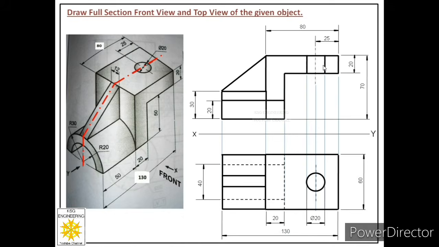Now after that, we will observe the object part by part. Now you can see this object consists of three plates. This curved plate, this L section plate, and this triangular plate. So let us observe these three plates individually.